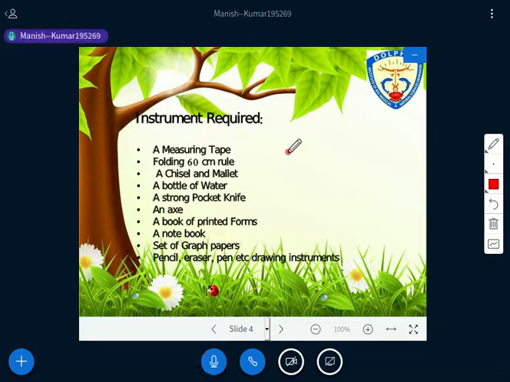These are the basic instruments that are required whenever you go to the field to conduct this kind of stump analysis. What instruments do we need? A measuring tape, a folding 60 centimeter rule, a chisel, a mallet, a bottle of water, a strong pocket knife, an axe, a book of printed forms, a notebook, a set of graph papers, pencil, eraser, and other drawing instruments. One by one I will show you the image of these things also. So just look here.